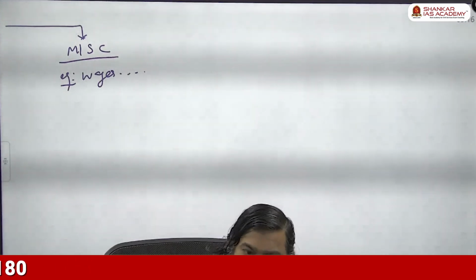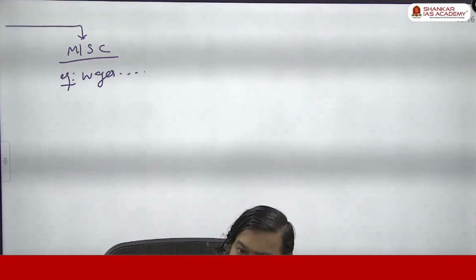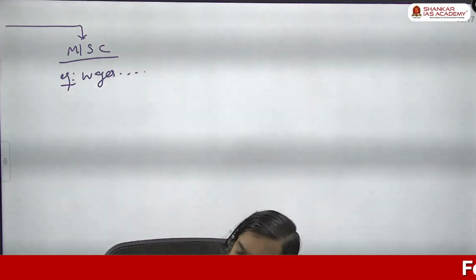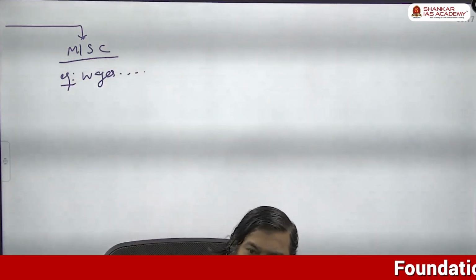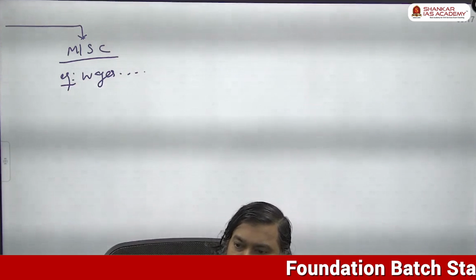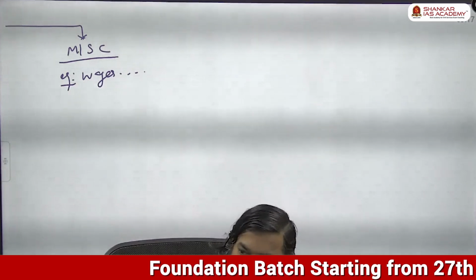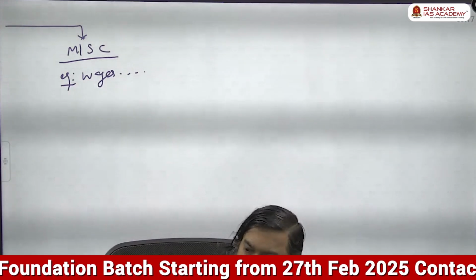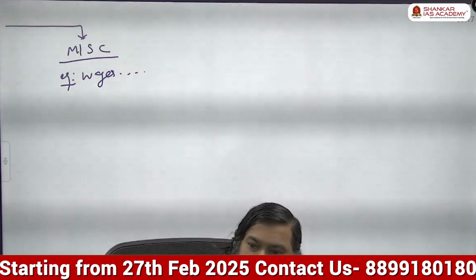How much is the total number of smaller cubes given? 64. So is it a cube or a cuboid? Cube. That means n cube is 64. What is n? 4. That means 4 into 4 into 4. Understood this? Using that information, you convert the bigger piece into smaller pieces. All understood this?